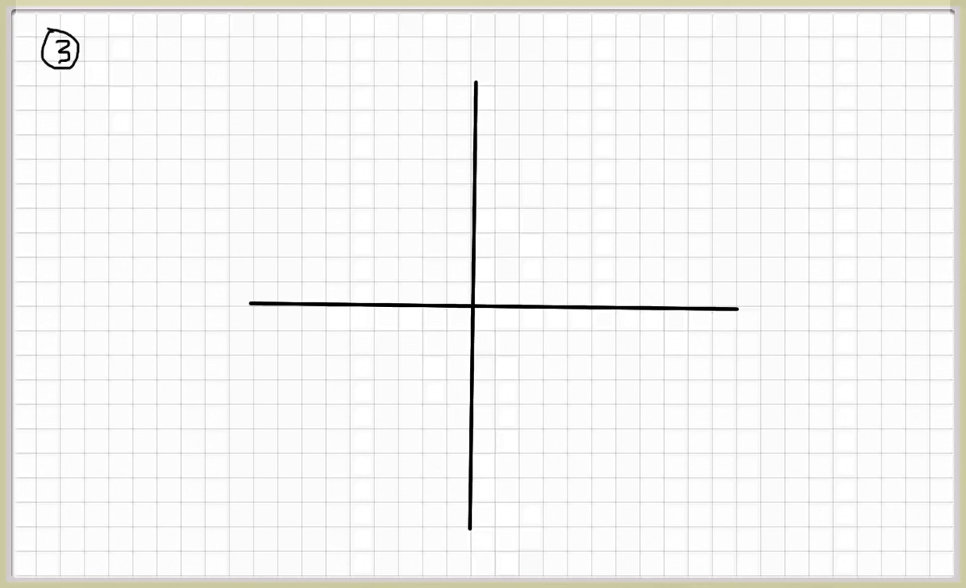Okay, here's what I want you to graph. Let's try something with a little bit bigger numbers. So 18x minus 24y equals 72. And go ahead and do that on your own.